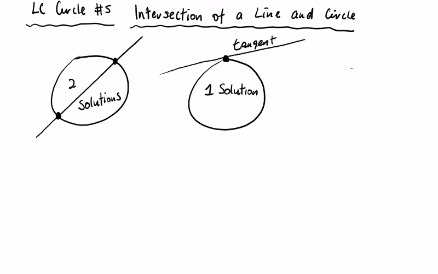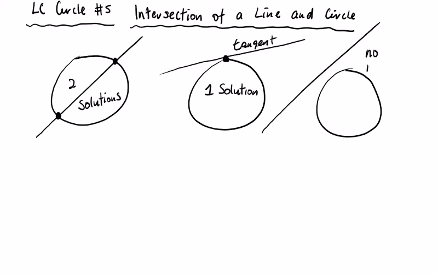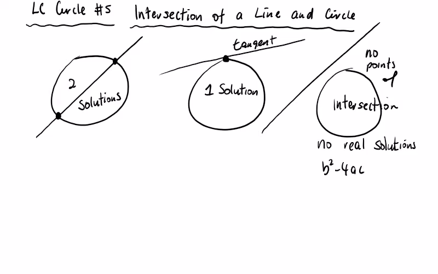And the third one that comes up is where there are no points of intersection. So no real solutions. So from your algebra knowledge, remember we have no real solutions when b squared minus 4ac, the discriminant, is going to be less than 0.